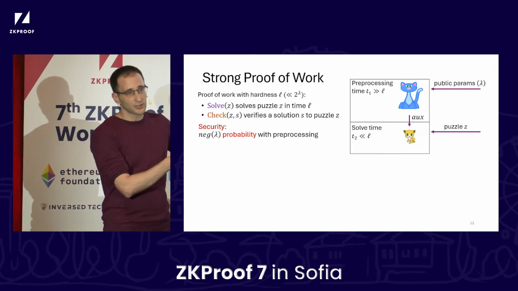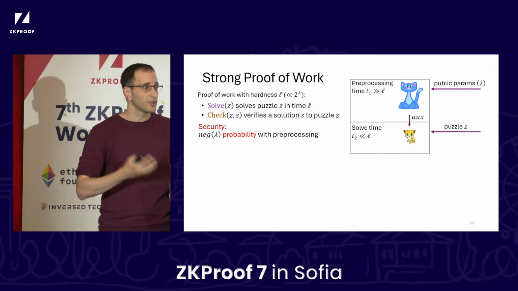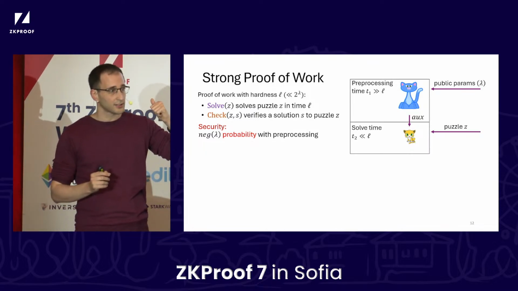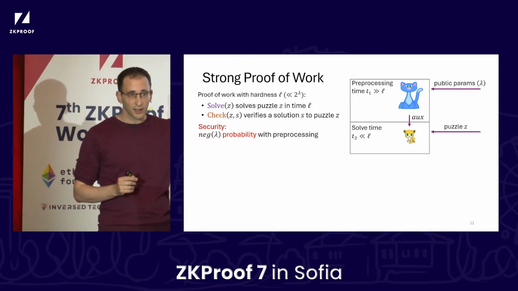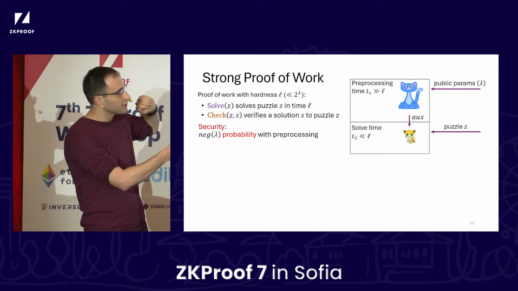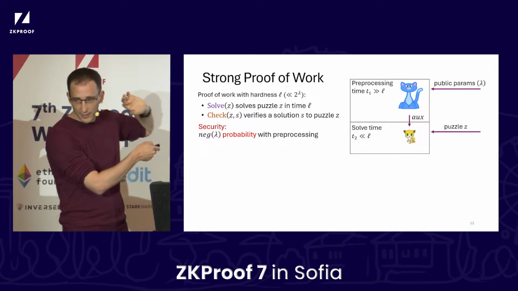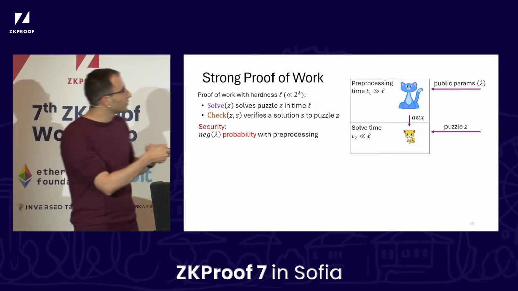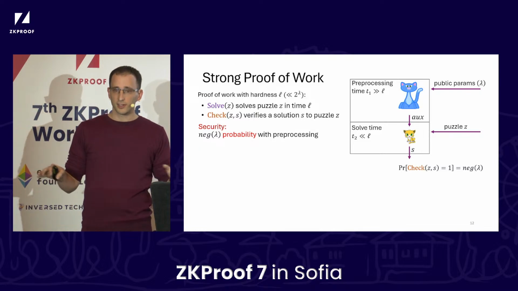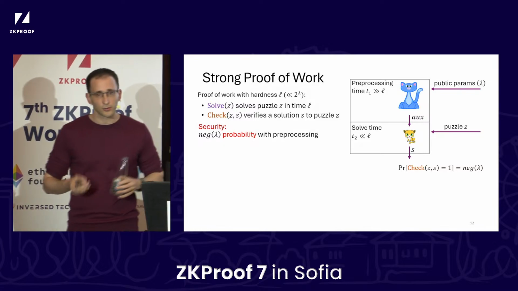Now you have a second algorithm. This is a small algorithm that runs in time less than L. This algorithm is not supposed to be able to solve the puzzle, even though it got the auxiliary state of somebody that ran in time more than L, because that algorithm ran before the puzzle was chosen. A puzzle is freshly chosen and given to this small algorithm, which has time t2 that is less than L. We want the probability that it produces a valid solution to be negligible in lambda, a very, very small probability. This is the security that we want from the puzzle.